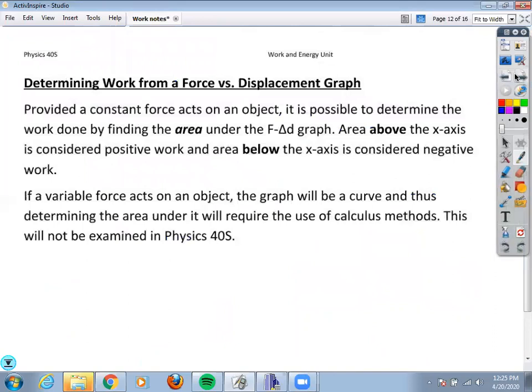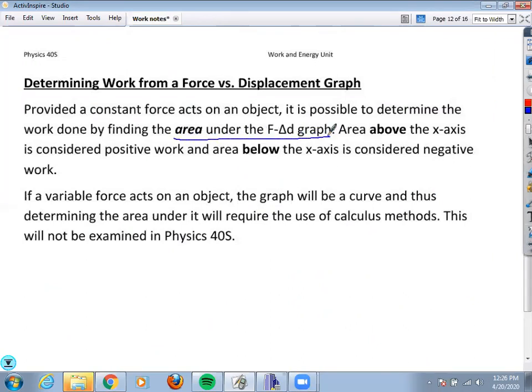Another way we can find work is if we plot a graph of force versus displacement, force on the y-axis and displacement on the x-axis. Essentially, this is very similar to what we did last year with our position time graphs and velocity time graphs, but the work is the area underneath the F delta D graph. If the area is above the x-axis, that is positive work. And if the area is below the x-axis, that's considered negative work.